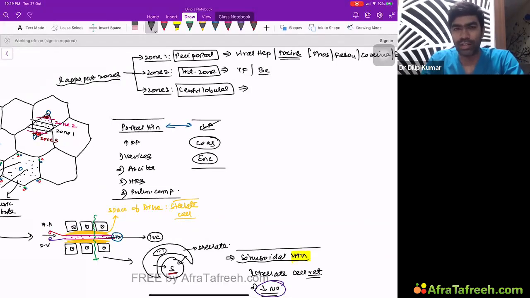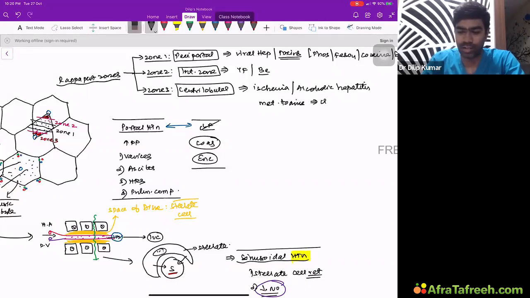The centrilobular zone is the one that is first affected in certain situations like ischemic hepatitis. You can get centrilobular zone necrosis. At the same time, you can get alcoholic hepatitis. The centrilobular zone is the one that is very commonly affected. At the same time, it is sensitive to many metabolic toxins like paracetamol. I mean, metabolic poisoning in the sense like CCl4.